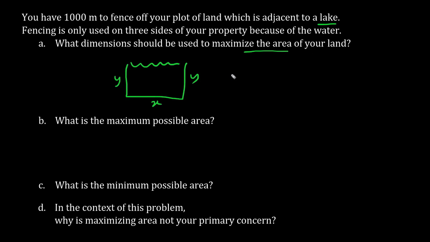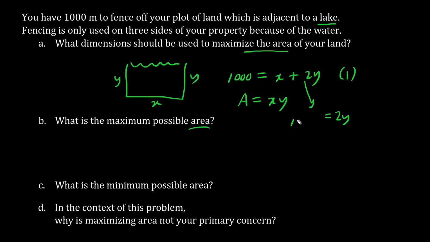So the perimeter is 1,000 meters, these 3 sides, and it consists of x plus 2y. This is our first equation. And our second equation to calculate the area is x times y. The area of a rectangle is the base times height. Now let's isolate for y from equation number 1. We have 2y equals 1,000 minus x. And we divide both sides by 2.